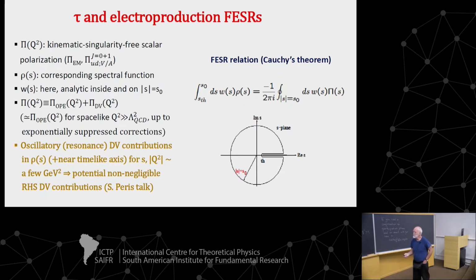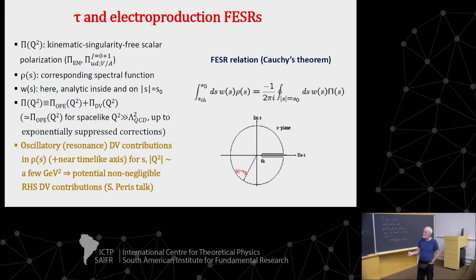Okay, so Santi's actually set up most of this, but I'll quickly go through it anyhow. Both the tau and electroproduction determinations of alpha S from sum rules are based on the same Cauchy theorem or finite energy sum rule relation, which Santi already explained. You start off with a kinematic singularity-free scalar polarization, which in the electroproduction case is the electromagnetic current polarization function, or in the case of the analysis Santi just talked about, the isovector particular spin combination of the scalar polarizations in vector and axial vector channels. You have a spectral function, which is the imaginary part divided by pi of this on the Minkowski axis. In both cases, this is measurable experimentally.